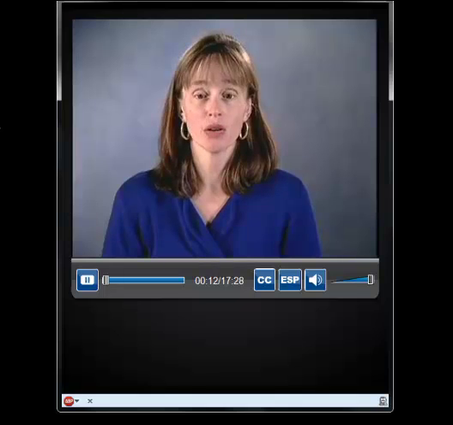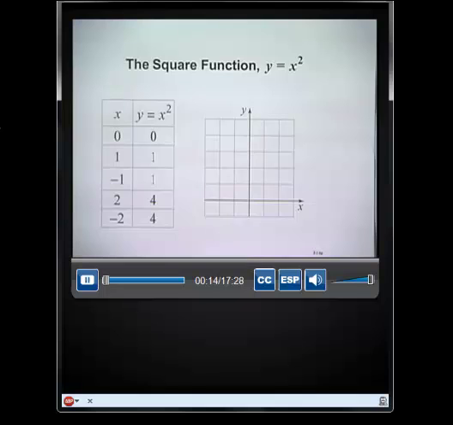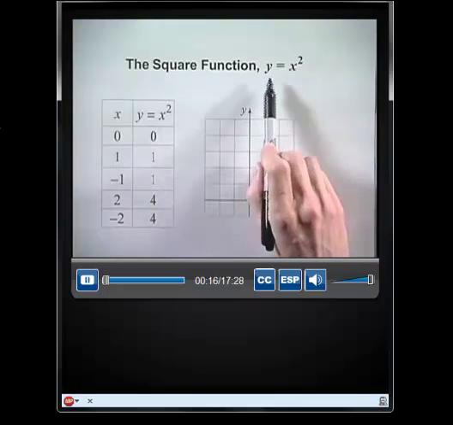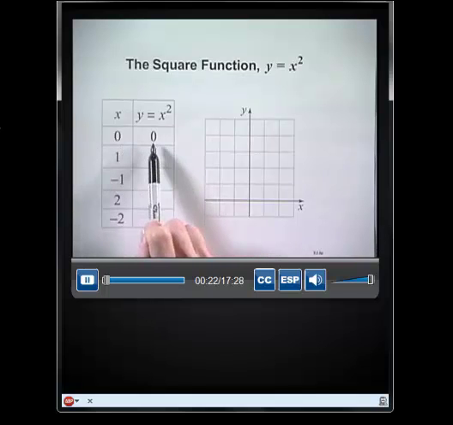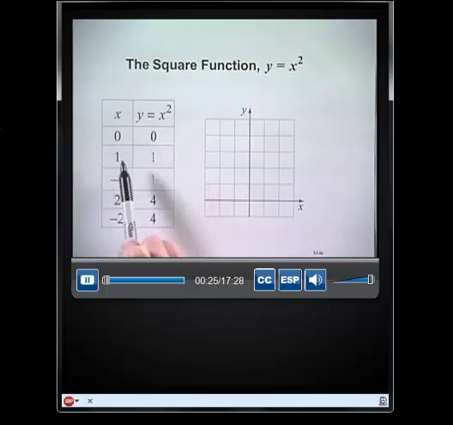Let's start with one called the square function. The square function is the function y equals x squared. And what I've got here is a table of values that satisfy this function. When x is 0, y is 0 squared, which is 0. When x is 1, 1 squared is 1. When x is negative 1, negative 1 squared is 1. 2 goes with 4, and negative 2 with 4.